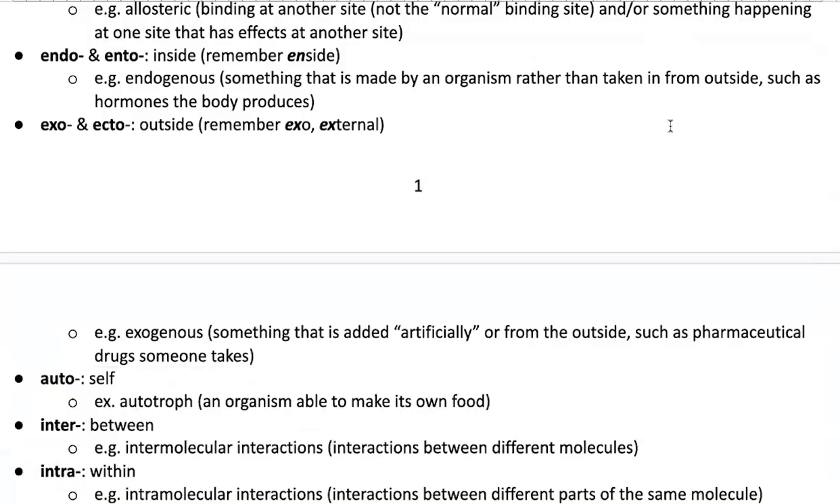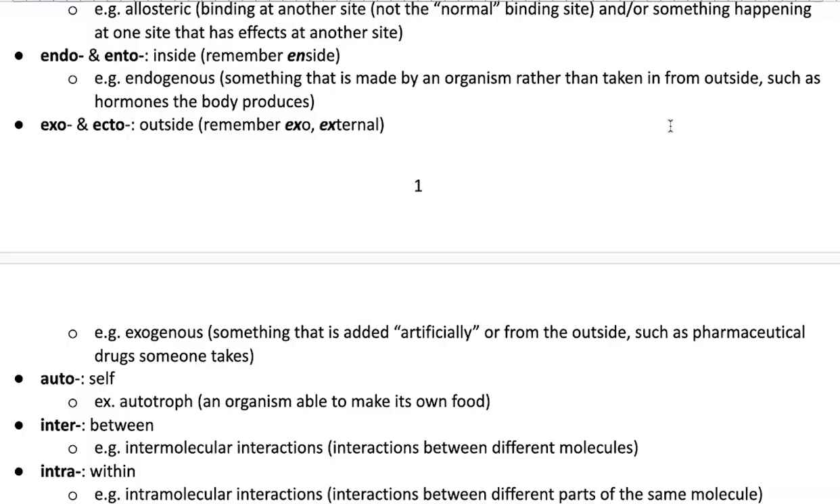Endo and ento both mean inside. Think endo, inside, ento, inside. If something's endogenous, that'd be something that's made by an organism rather than taken in from the outside, such as hormones that the body produces rather than hormones or a drug that you get from outside, the pharmaceutical drug. Those would be examples of exo or exogenous things. If you were giving them from the outside, that would be exogenous.